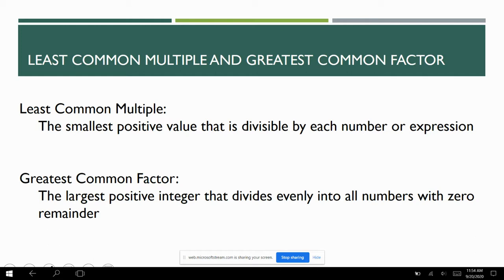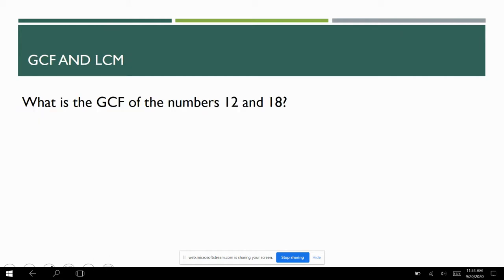So for example, if we have 6, factors of 6 are 2 and 3 because 2 times 3 is 6, or 1 and 6 because 1 times 6 is 6. So what we're looking for is between two numbers, what is the greatest number of those factors that those two numbers are going to share in common. So let's look at an example. What is the GCF of numbers 12 and 18?